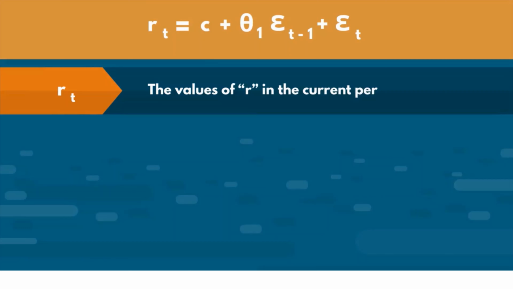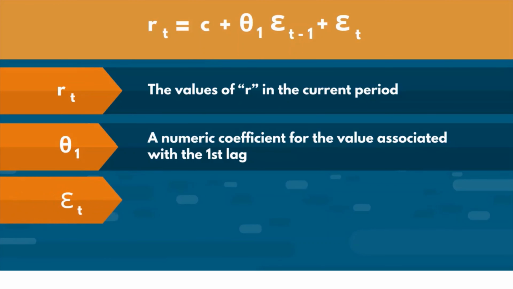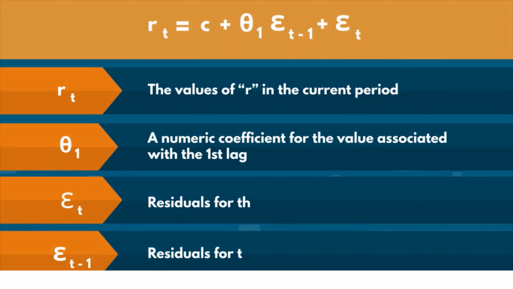Just in case, let's go over the different parts of this equation to make sure you understand the idea thoroughly. For starters, R t represents the values of R in the current period. Next, theta 1 is a numeric coefficient for the value associated with the first lag. We prefer not to use phi, like in the AR model, to avoid confusion. Then comes epsilon t and epsilon t minus 1, which represent the residuals for the current and the past period, respectively. How do we generate these residuals?